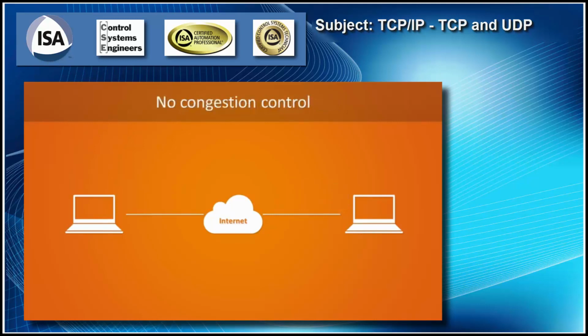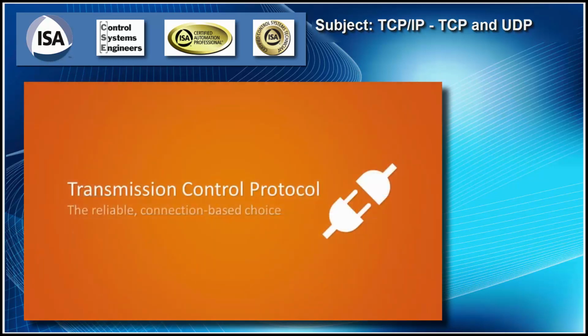There's no congestion control in UDP. Even if your network's really busy, UDP will just try to cram those packets in there. This is usually a bad strategy because on a congested network, packets get dropped more often. In conclusion, UDP may be lightweight, but it's not that reliable. This is where TCP comes in.